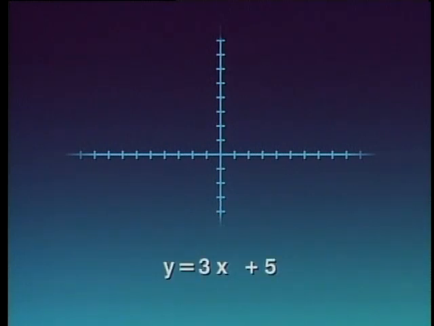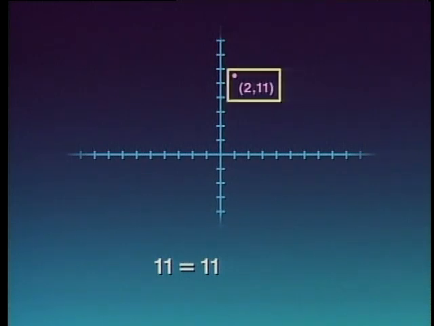The value of setting up a system like this is that we can use it to show the solution sets of equations with two variables. In the equation y equals 3x plus 5, there are many sets of y and x values that satisfy the equation. For instance, the ordered pair (2, 11) is in the solution set because if we substitute 2 for x and 11 for y, we get an identity, 11 equals 11. So the point (2, 11) is a solution to the equation y equals 3x plus 5.